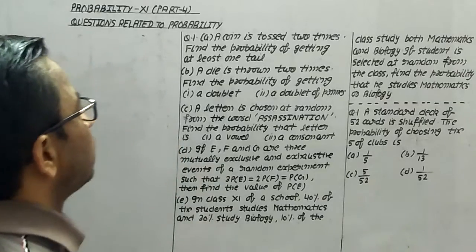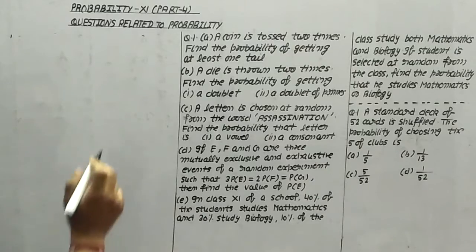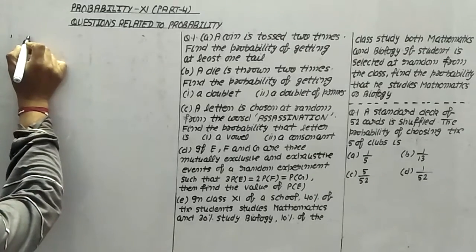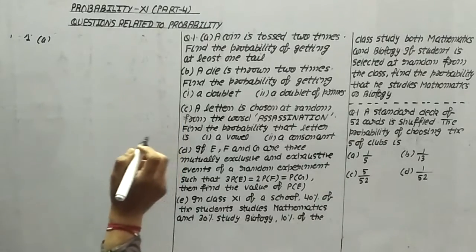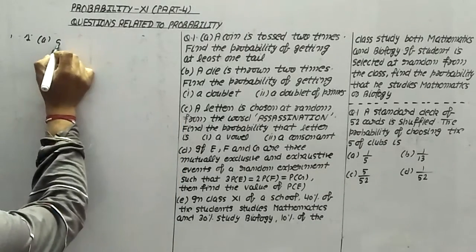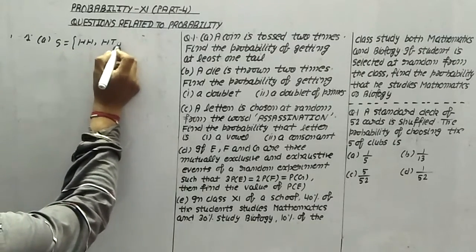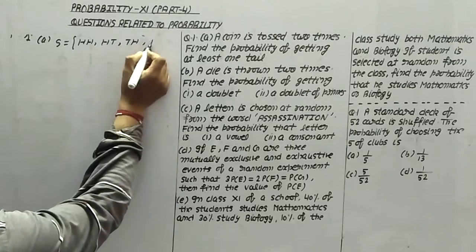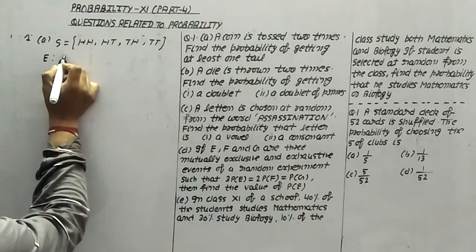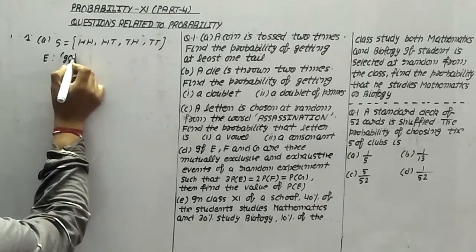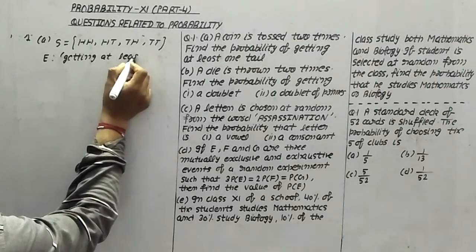Now look at this. Question number 1, A part. A coin is tossed 2 times. Find the probability of getting at least one tail. It means whenever a coin is tossed 2 times, the sample space will be HH, HT, TH, TT. So this will be the sample space. Now let E be the event getting at least one tail. So what is this event? Getting at least one tail.